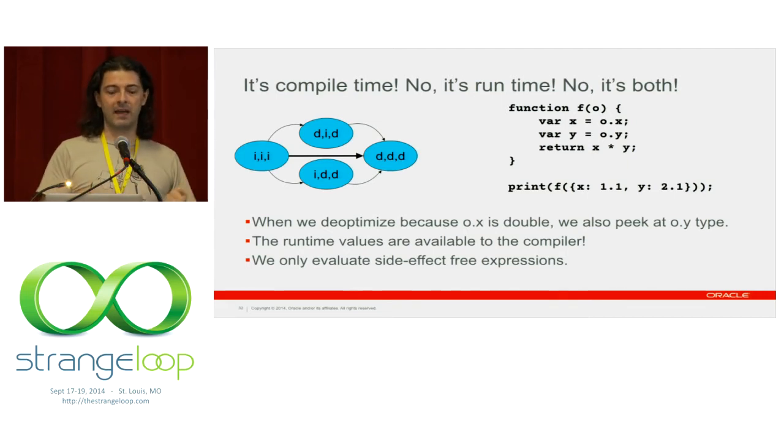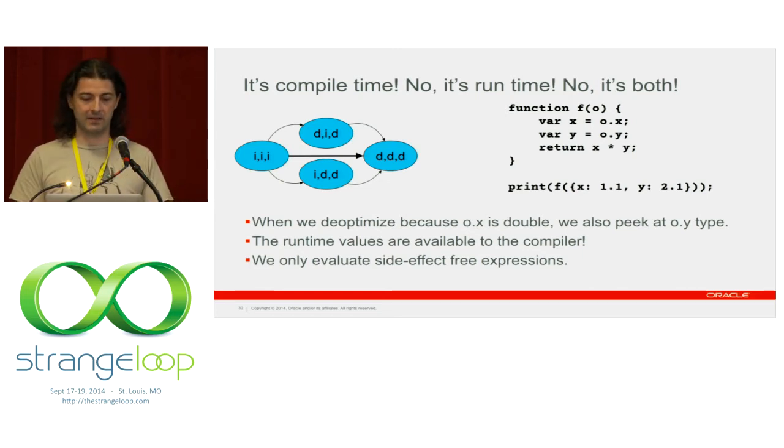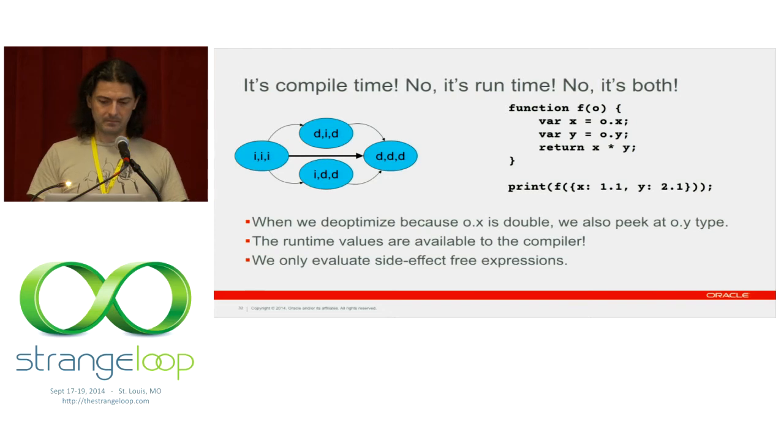o.x and o.y, at first I will start with the assumption that x is int, y is int, and their multiplication will be an int. So my type lattice has these 3 ints as starting point. And then I invoke it with this object literal where both x and y are doubles. So when I retrieve o.x, I will fail to retrieve it as an int. I need to recompile the function, so I derail the execution into the compiler.